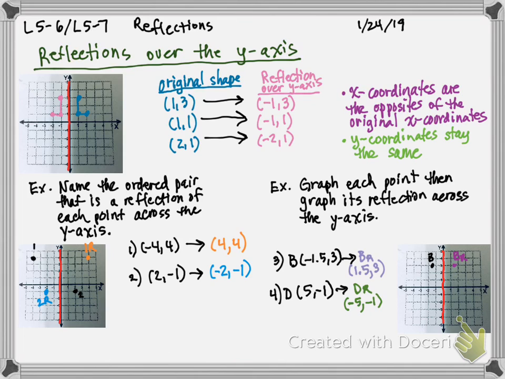Let's start with D. We go 5 and then down to negative 1. So that's our D. And then with the reflection, we're going to go to negative 5 and down to negative 1. So that's our D reflection. They're on the same horizontal line as each other, which is exactly what we need to pass through the y-axis. The D was 5 to the right, and the D reflection is 5 to the left.